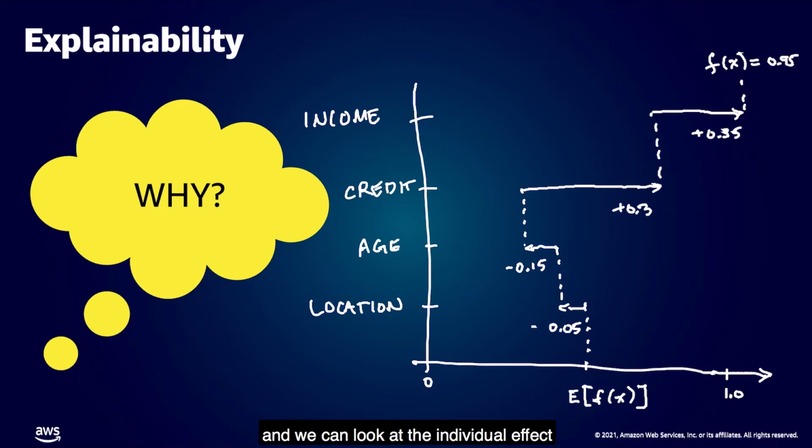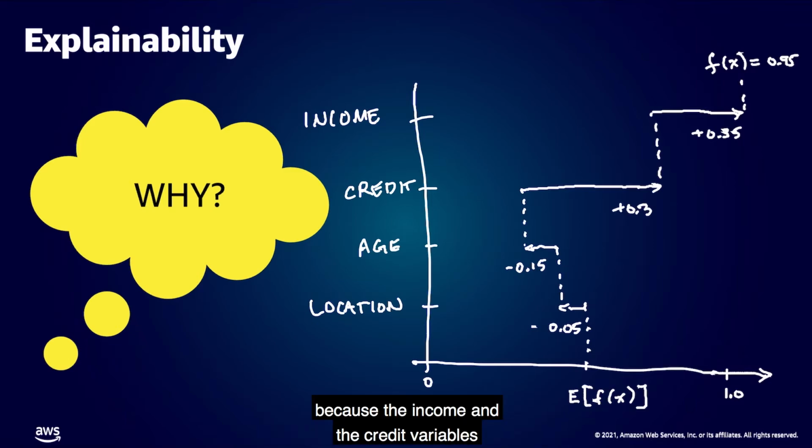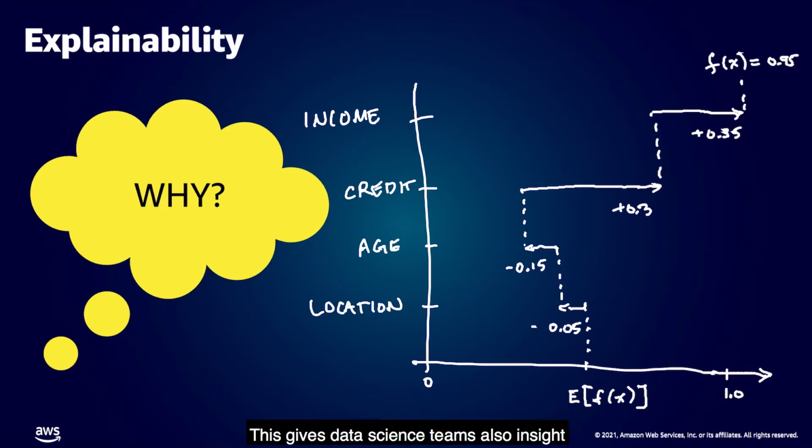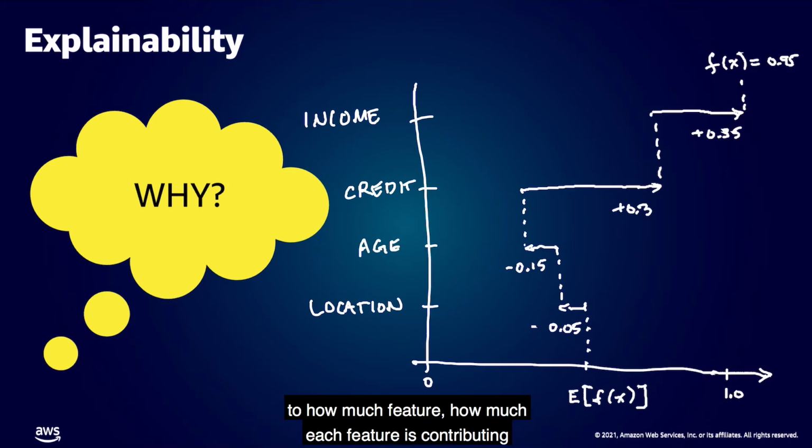And we can look at the individual effect of each input variable about why the machine learning model made the prediction. This loan was approved because the income and the credit variables for this example gave positive direction. This also gives data science teams insight into how much each feature is contributing to the model prediction.